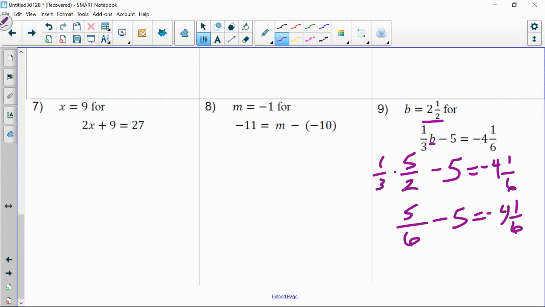Okay. This would be one where you would use your borrowing. So 5 is really equal to 4 and 6/6. And we are going to subtract 5/6 from that. Now, if I was to add the opposite, this would look like a -5. So that means my answer has to be a negative number. And we get -4/6, or -4 and 1/6. So is this a solution or not a solution? Solution.